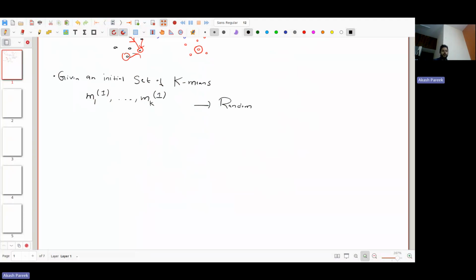What is m_1^1? So m_1^1 is the centroid of some cluster 1, and this superscript 1 denotes that this is the first iteration. Okay. This is initially given to you, and now there are 2 steps. In the first step, you assign points to one of the centers. This is our assignment step, right?